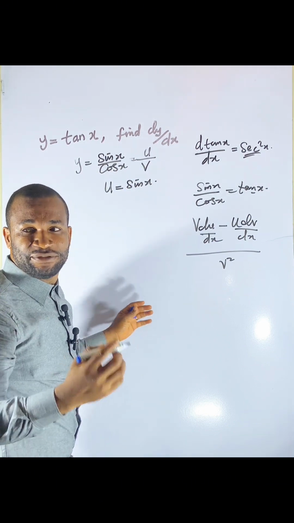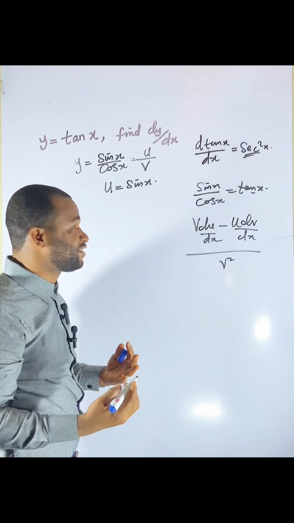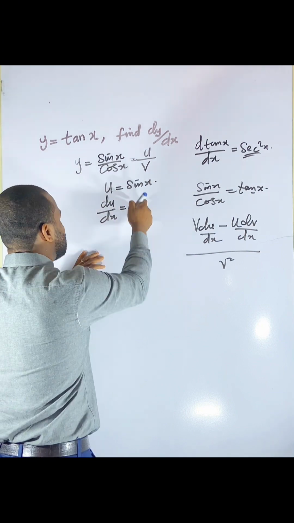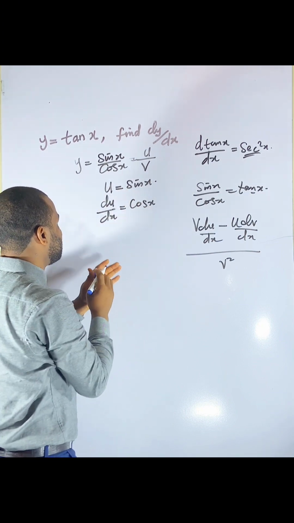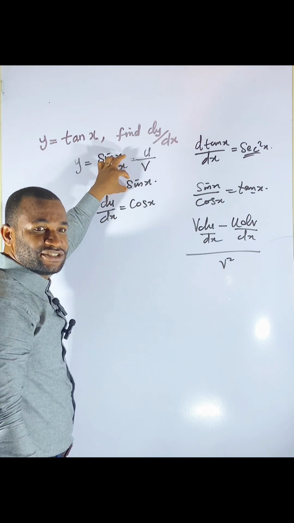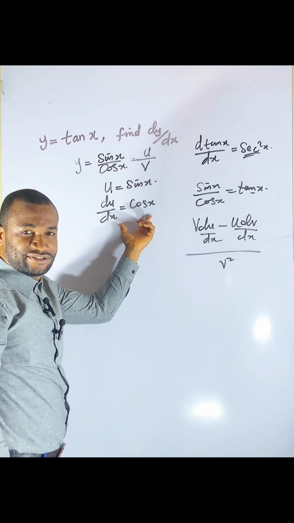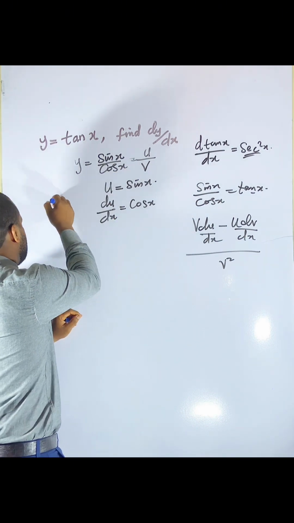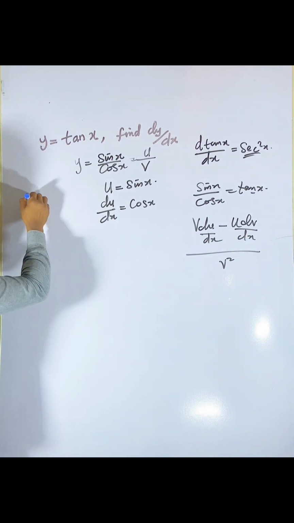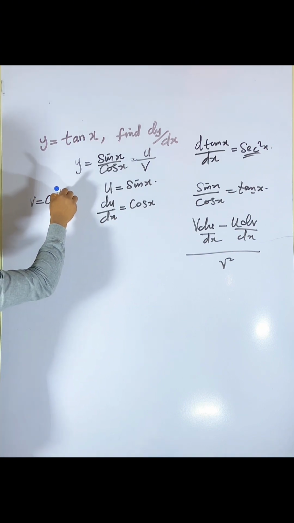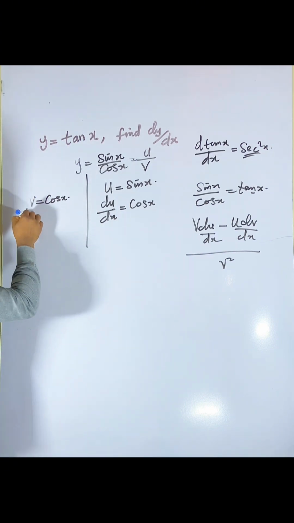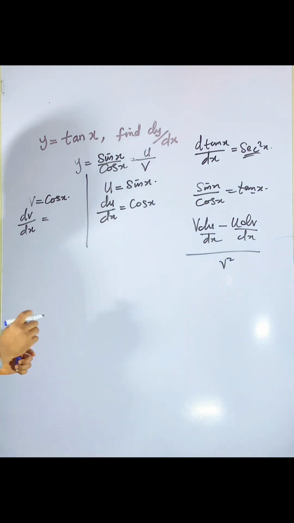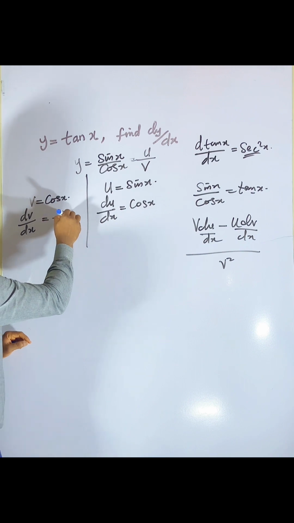Remember, I have done a derivative for sine x. So du dx is equal to what? Cos x. So whenever you differentiate sine x, your answer is going to be cos x. Now, the next one, I'm going to call cos x to be v. So v is equal to cos x. Now, dv dx is going to be what? When you differentiate cos x, you will always have minus sine x.